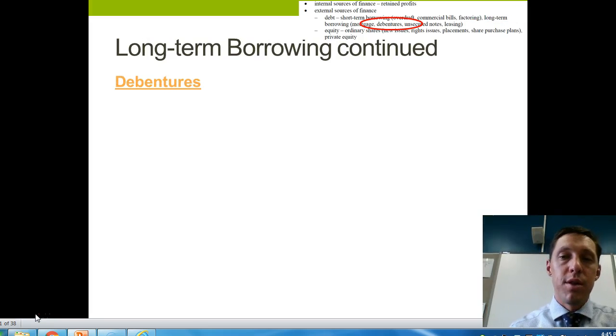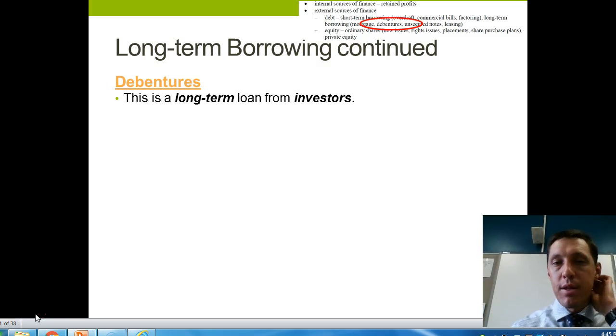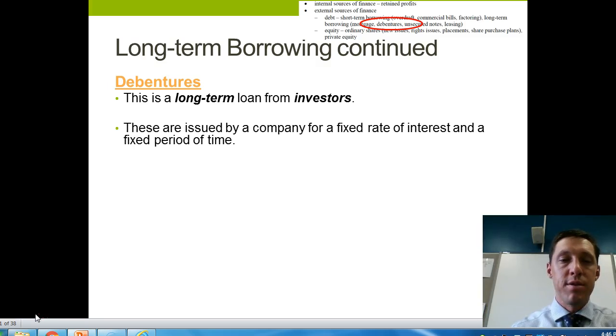So the last type of long-term borrowing is a debenture. A debenture is long-term, but it's different in that it's not from a bank; the money is coming from investors. Okay, so with a mortgage, the money is coming from a bank. With an overdraft, in the short-term sort of borrowing, it's coming from a bank. But in this sense, the money is being borrowed from investors.